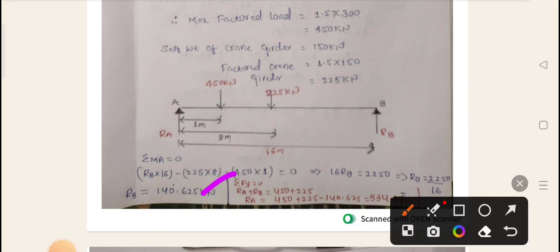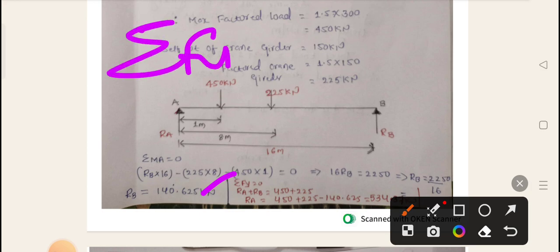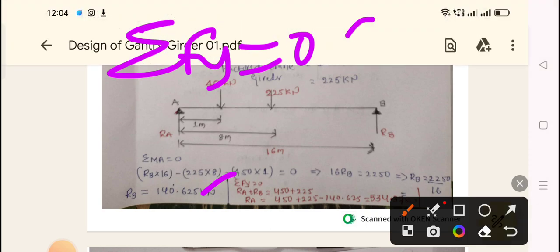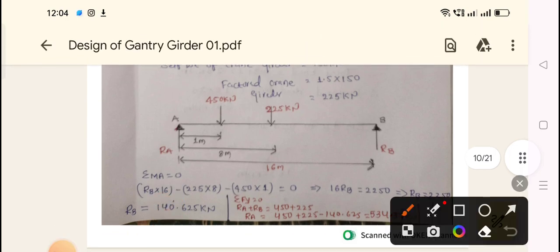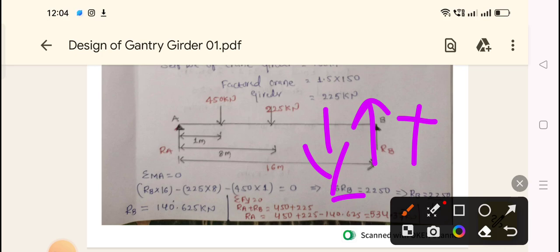RB has been calculated. I need one more equation to calculate RA. Which one do you want, summation of Fx or summation of Fy? I will go with summation of Fy. Summation of Fy means the algebraic sum of all the vertical forces. If a force is going upward, I will take plus. If a force is going downward, I will take the negative sign.